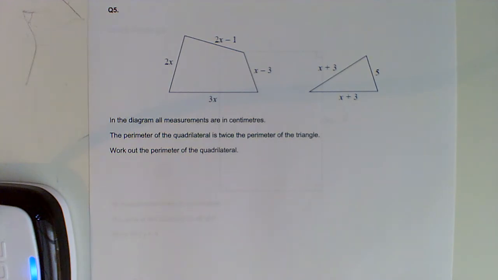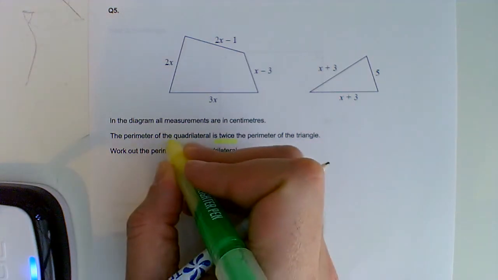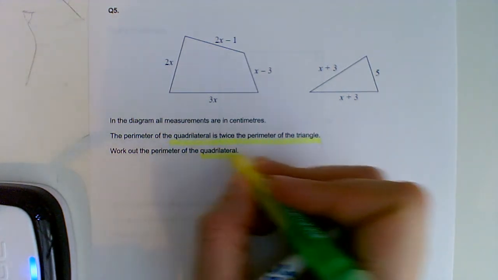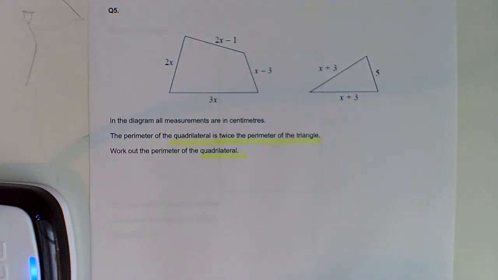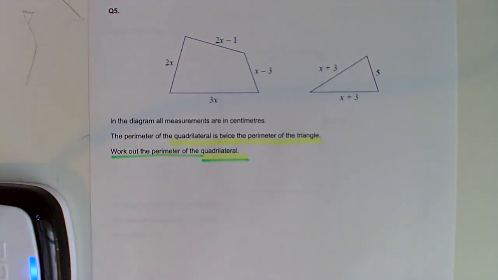So again, in the diagram, all measurements in centimetres. The perimeter of the quadrilateral is twice the perimeter of the triangle. Work out the perimeter of the quadrilateral. Okay, so we're going to use the underlined part in yellow to set up the equation. And then, once we solve that equation, we can concentrate on figuring out the bits in green.